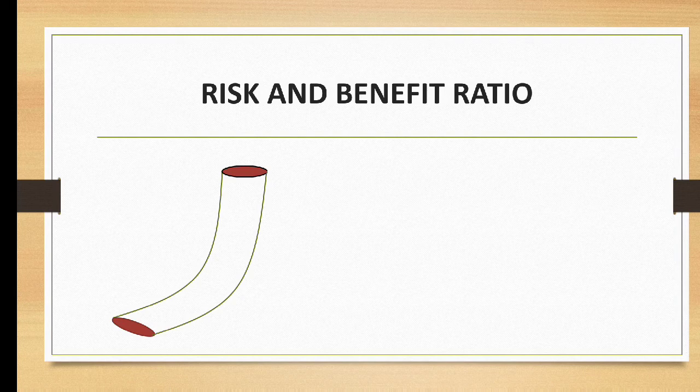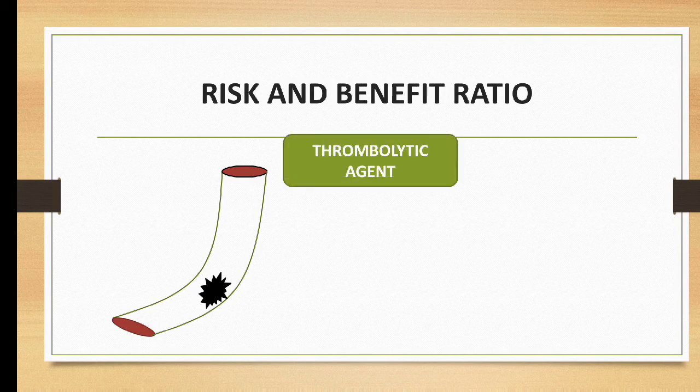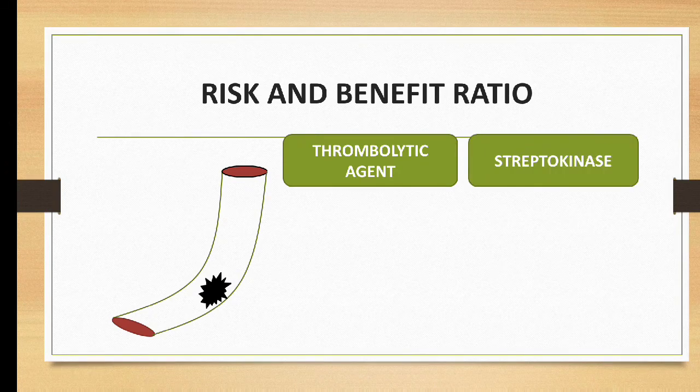Suppose this is a blood vessel, and in this blood vessel a thrombus has been formed. Thrombus means a blood clot, and when a blood clot is present in the blood vessel, it will obstruct the normal circulation of the blood. Now for dissolving this thrombus, obviously you will consume some kind of thrombolytic agent. A very good example of a thrombolytic agent is streptokinase. Streptokinase can very easily dissolve that thrombus and solve the problem.